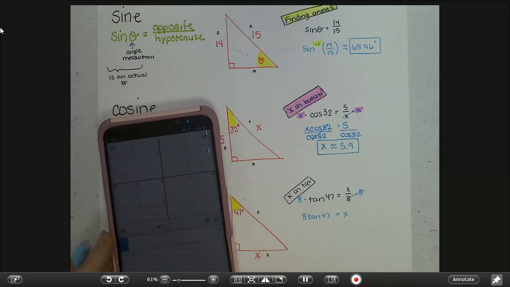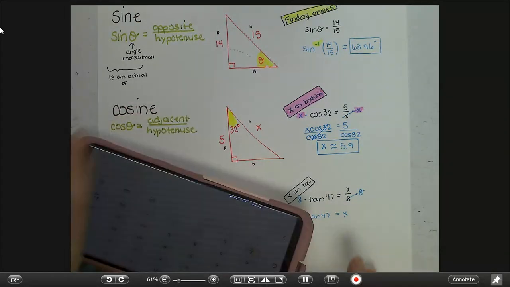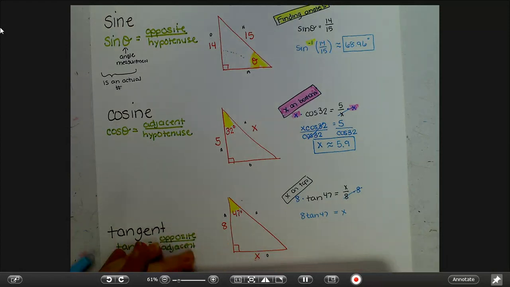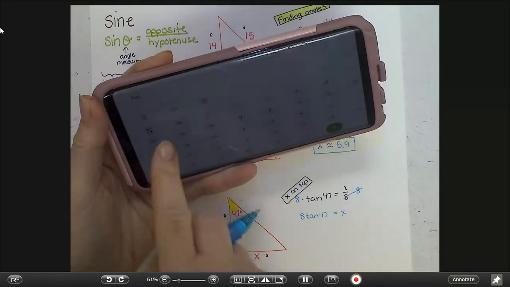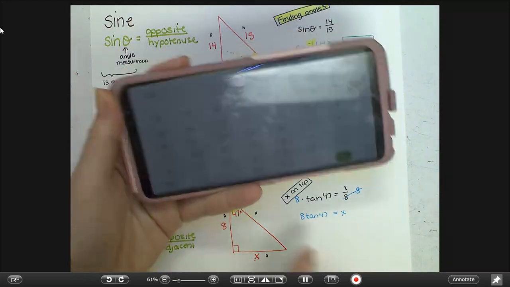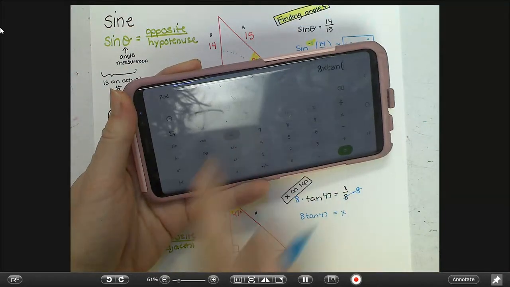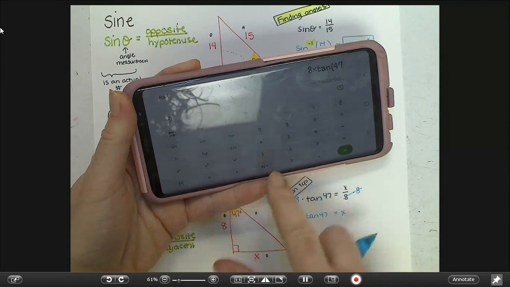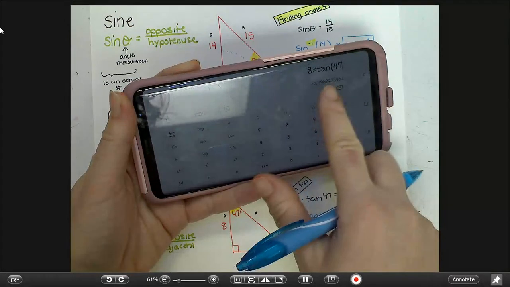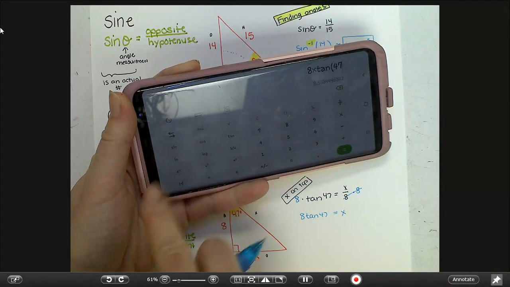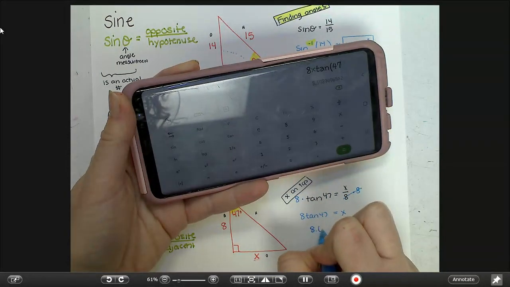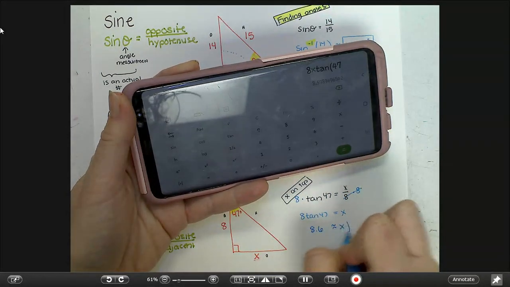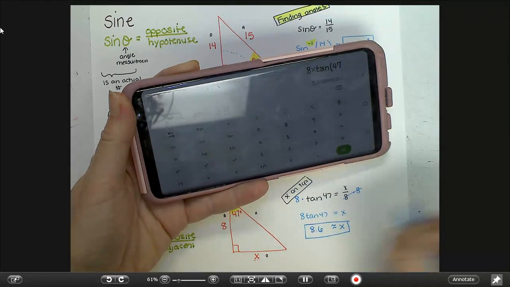All right, so I'm going to use my phone calculator this time. I'm going to turn it to degrees. It says radians up there. Hopefully, we'll see by our answer what it is. 8 tangent 47. Nope, that one is in radians, so I guess it was already in degrees. There we go. So 8.6 is approximately the length of our missing side.